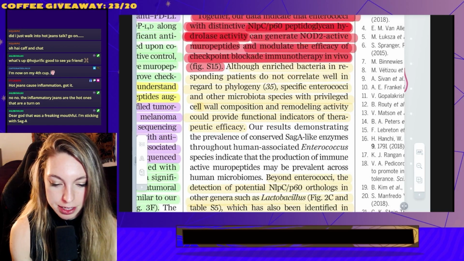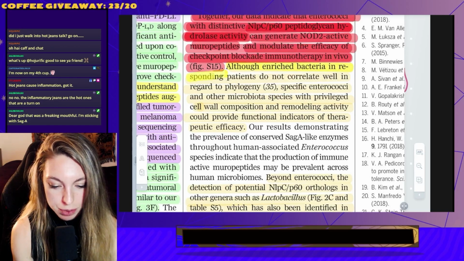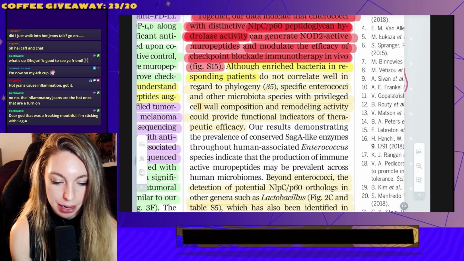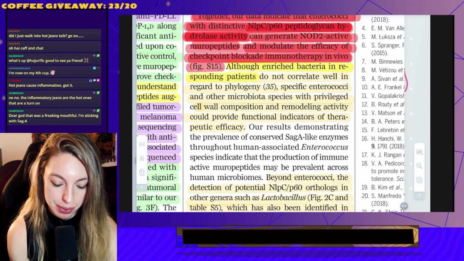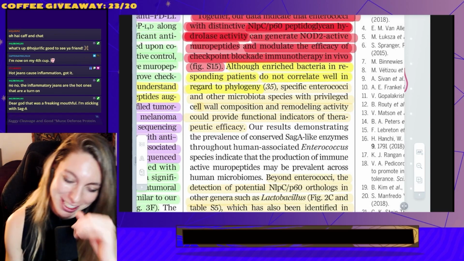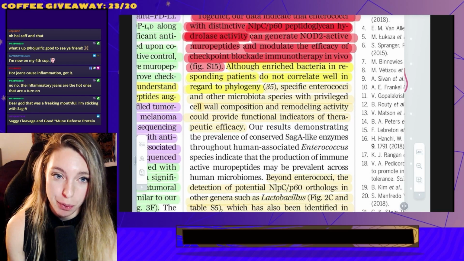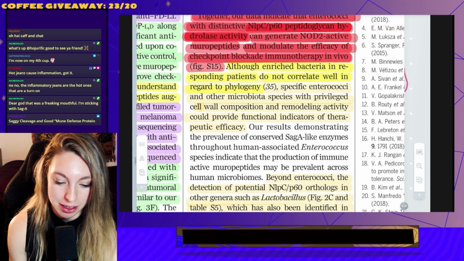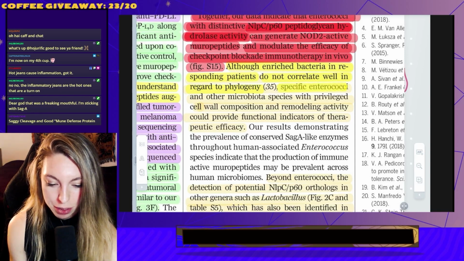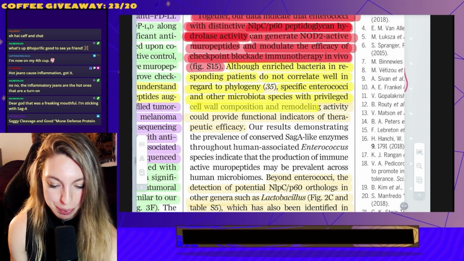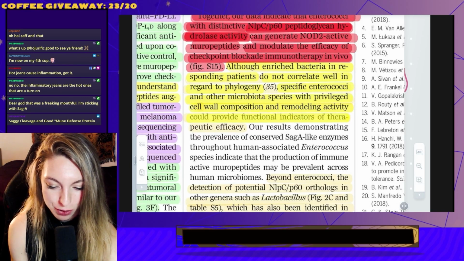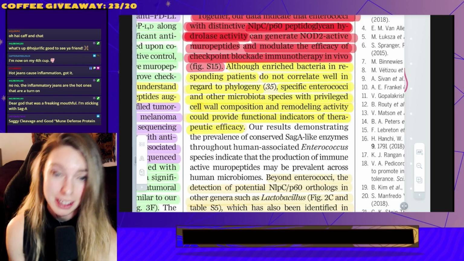All right. And then they continue to say, although enriched bacteria in responding patients, so they're the patients that respond better to checkpoint blockade therapy, do not correlate well regarding phylogeny. What this means is that the bacteria that are enriched in the patients that have responded well to checkpoint blockade therapy, they don't always include enterococci that have the SagA protein. But they say there could be specific enterococci and other microbiota species with privileged cell wall composition and remodeling activity that could provide functional indicators of therapeutic efficacy, blah, blah, blah.